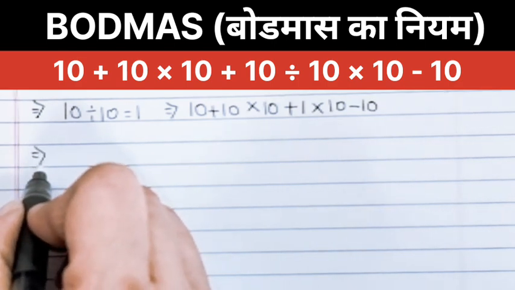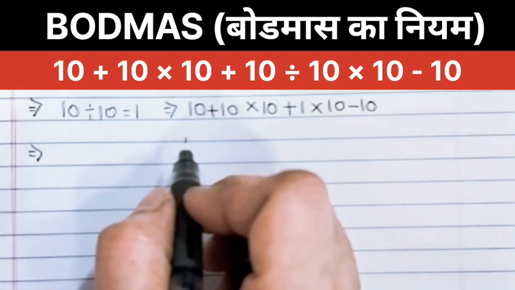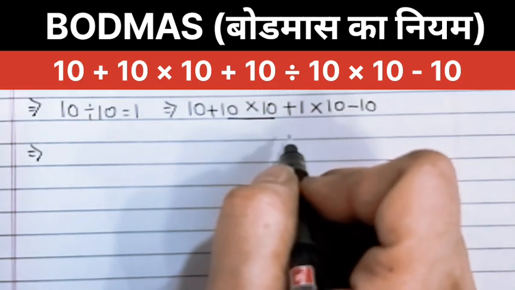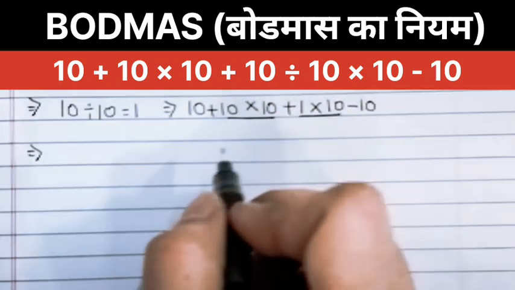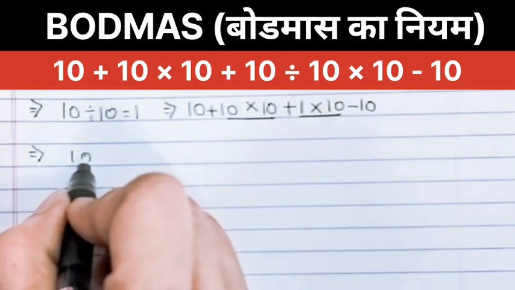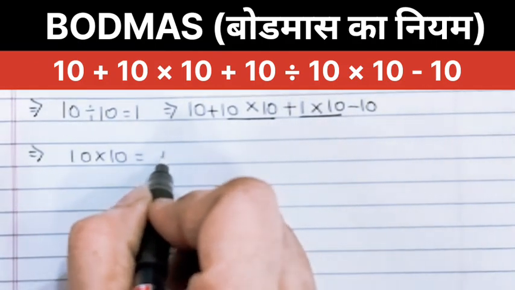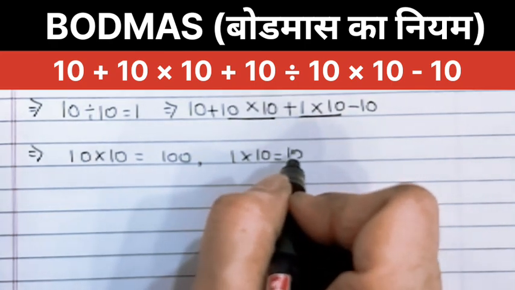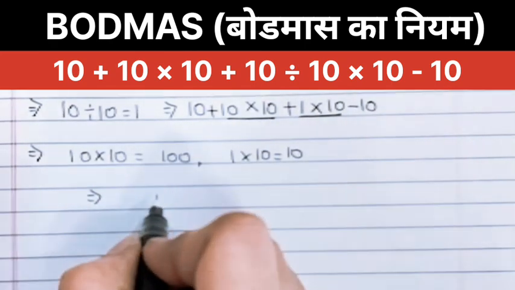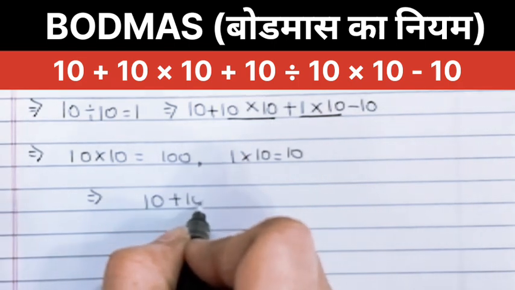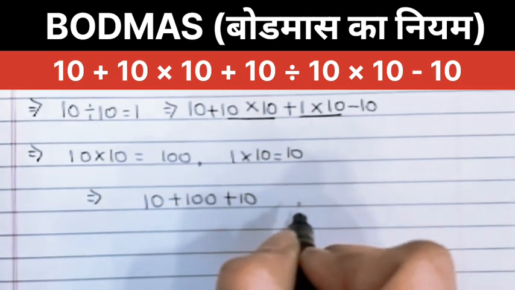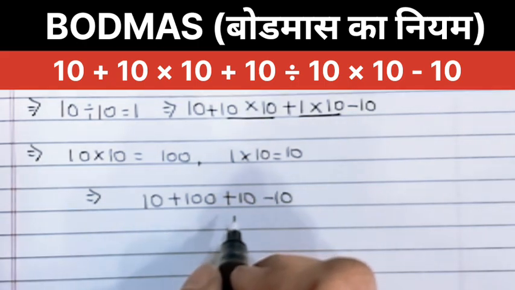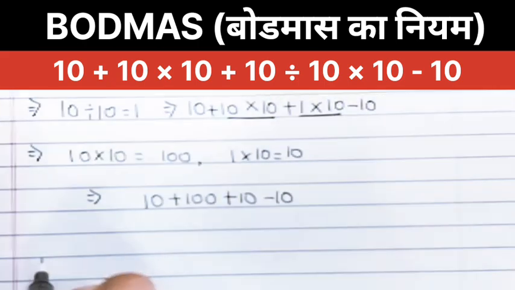Now step 2, multiplication. Next we perform the multiplication from left to right. Now, as you can see, there is the multiplication 10 multiplied by 10 and one more multiplication 1 into 10. So first we multiply the digits, first 10 into 10 is 100 and then after that 1 into 10 equals 10. So now the expression becomes 10 plus 100 plus 10 minus 10. According to this step, after division, multiplication is the next highest priority.